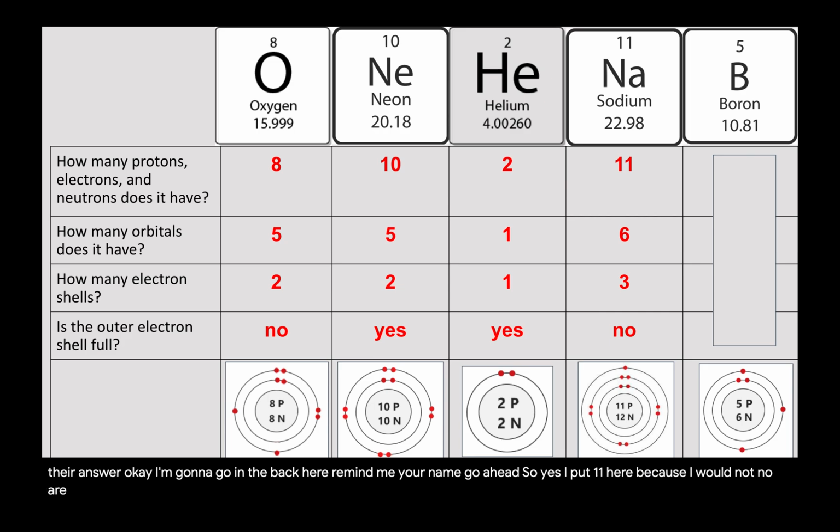So, yes, I put 11 here because I would not know or expect you to know that it actually does have a different number of neutrons. It has to do with the electrostatic force in an atom and balancing things out. Nuances.